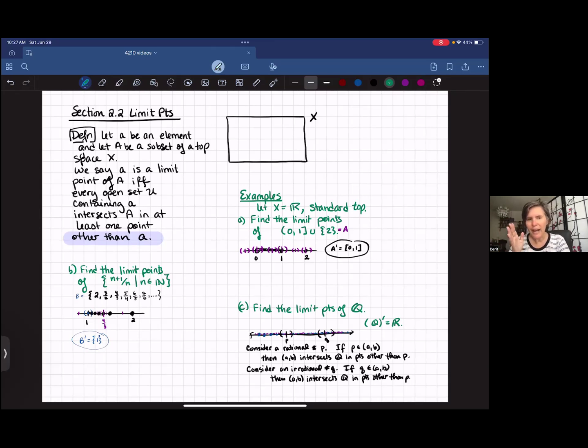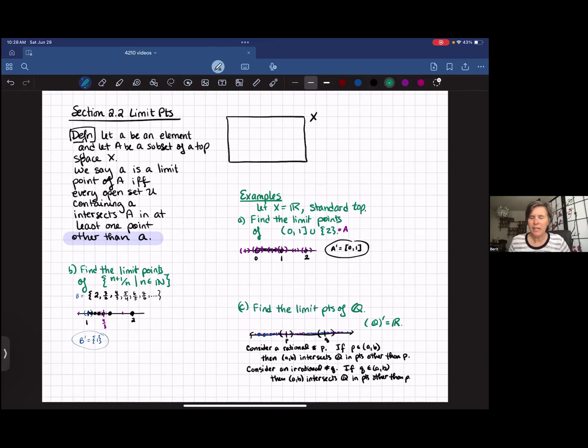Example B shows you the same thing, because each of those points, 2, 3 halves, 4 thirds, is isolated in the sense that you can put intervals around them where they're the only one from the set in that interval. But the point one is a limit point, intuitively because that sequence approaches one in a calculus sense. And finally, all real numbers are limit points of the rational numbers.